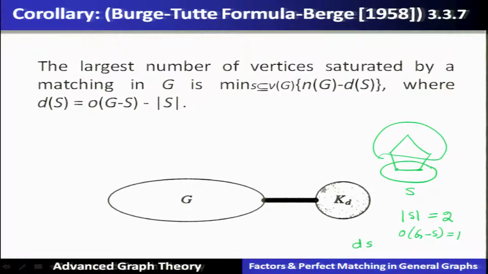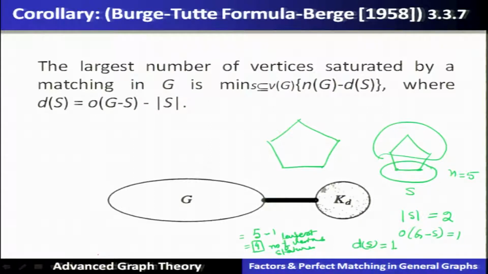So, the ds, if we compute, will be 2 minus 1 and 1, and if we plug in this particular ds value, the total number of vertices is 5, 5 minus 1, this comes out to be 4. That means 4 is basically the number of vertices, the largest in size, which can be saturated by any given matching. Let us see.